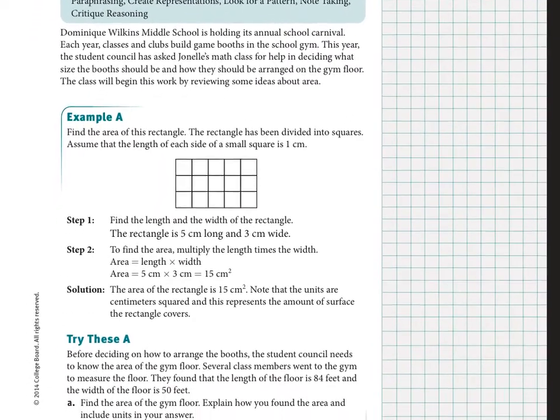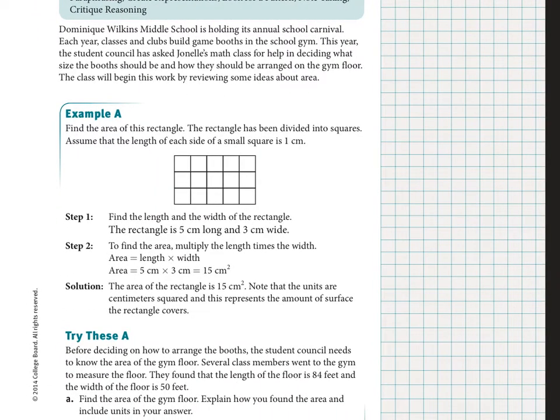Example A here, we want to find the area of a rectangle, okay? And the rectangle has been divided up into squares. So the rectangle itself is the whole big figure, right? This entire thing. And we want to talk about the area. So to find the area of a rectangle, we should be familiar with the formula. Area of a rectangle is going to be the length times the width. So in this case, we can count 1, 2, 3, 4, 5. So the length is 5, and then the width is 3. Okay, so 5 times 3, of course, is 15.